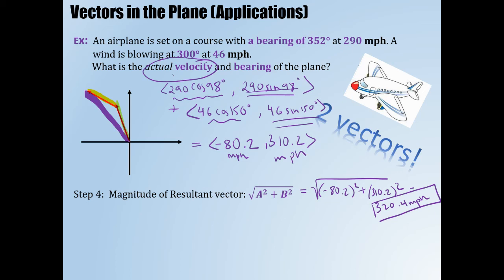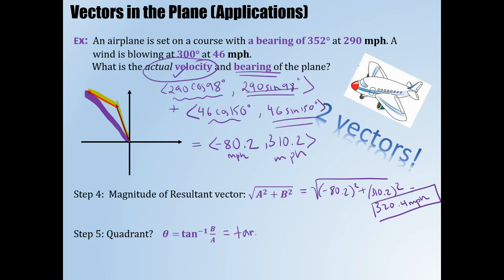So now we've got the actual velocity. So now we need to figure out the bearing. Well, how do I figure out the angle? I'm going to have to find the angle in standard position first. So I want to do a few things. I want to think about the quadrant, and then how do I find the angle? Oh, inverse, right? So I can go ahead and use this.